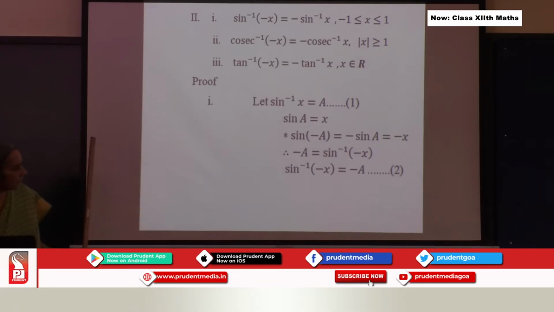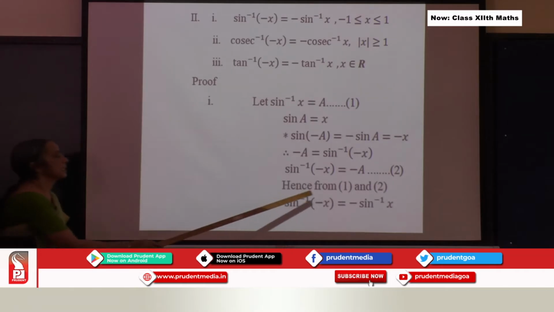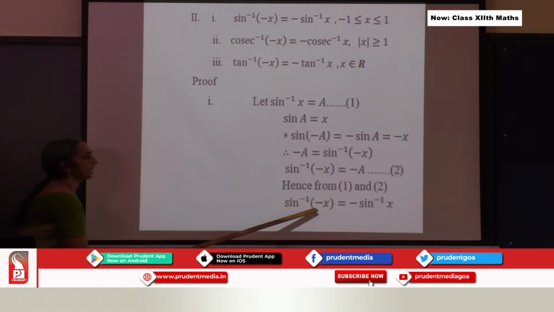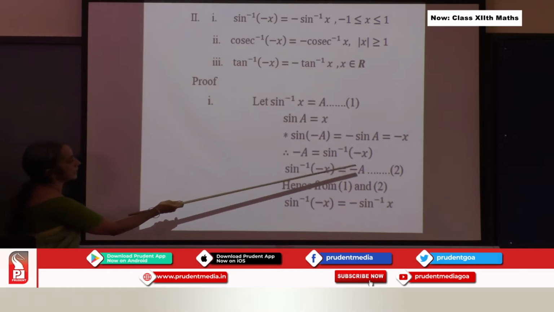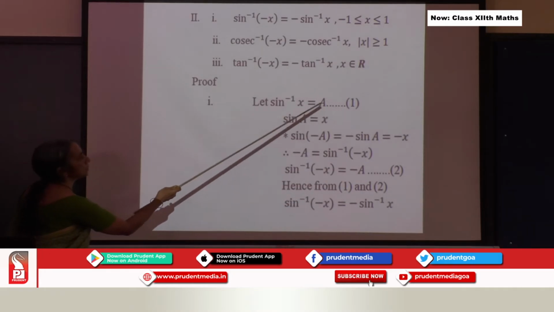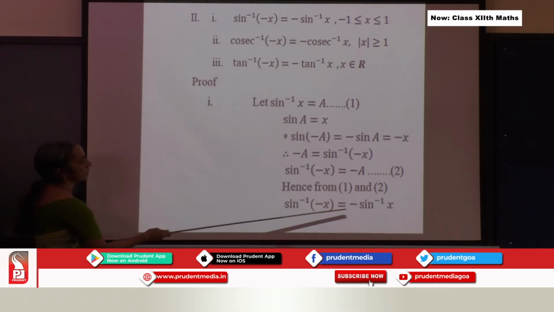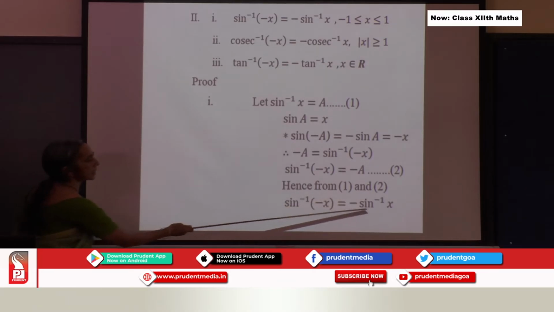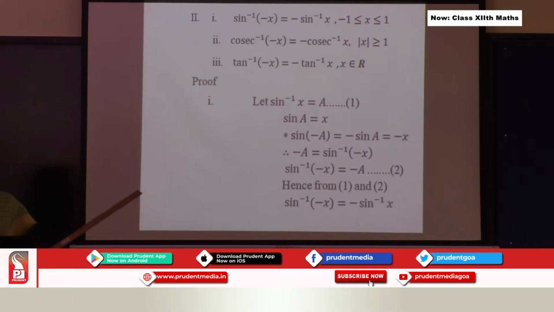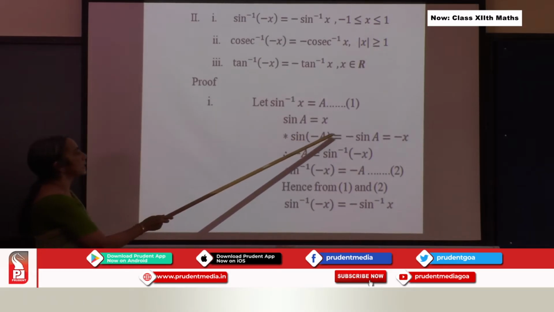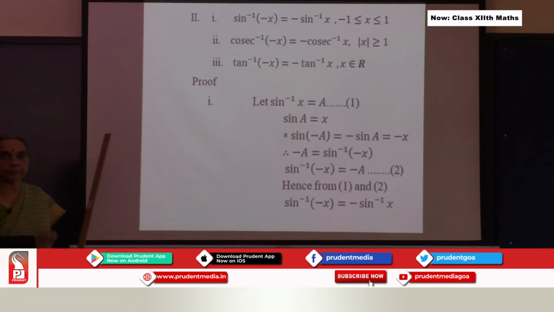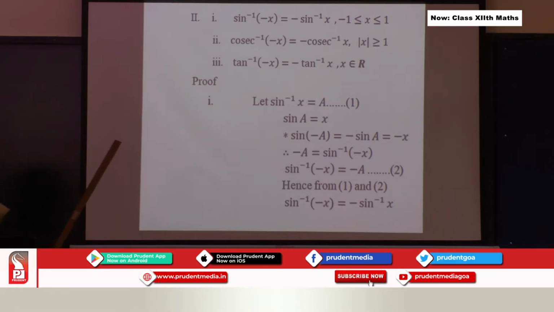Just changing the order. Hence from 1 and 2, sin inverse of minus x is minus sin inverse of x, as I am substituting sin inverse of x for A. So we get sin inverse of minus x is minus sin inverse of x. Which is the main step here? Sin of minus A is minus sin A. From that trigonometric formula, we get this property of inverse trigonometric functions.